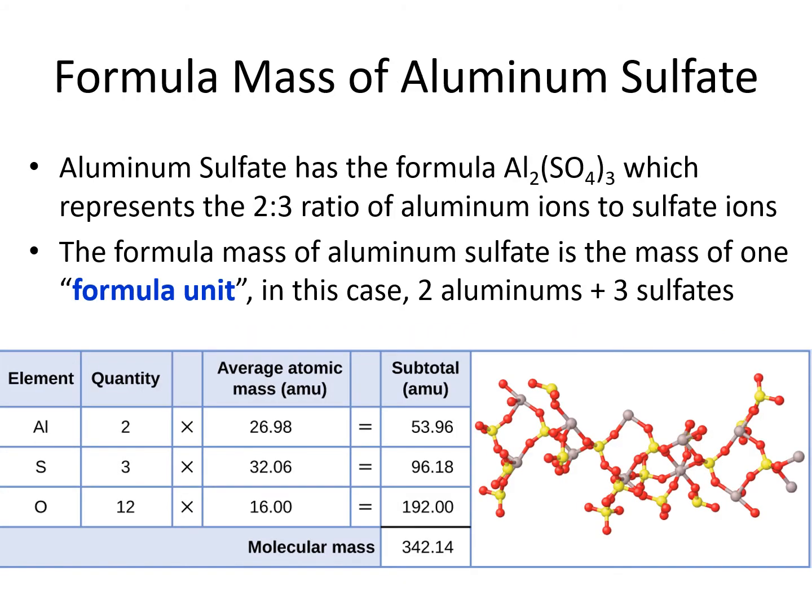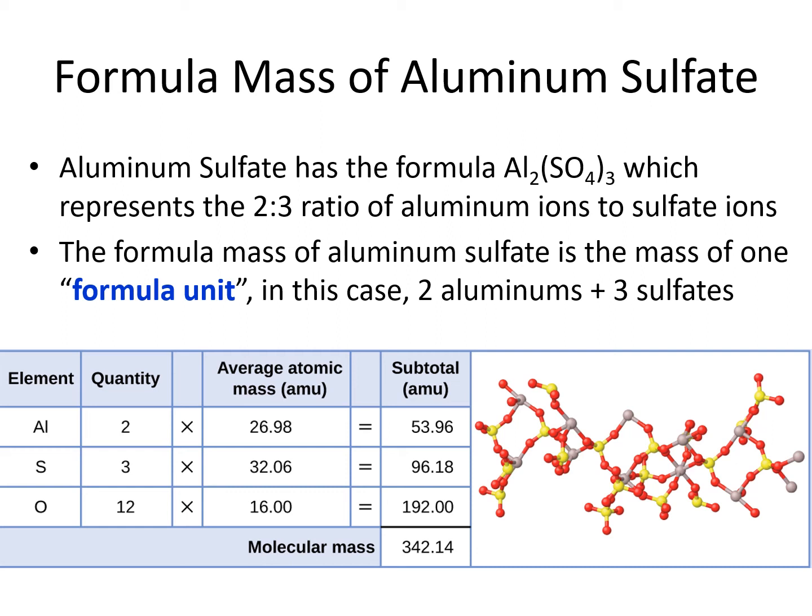We can also find a mass of an ionic compound such as aluminum sulfate. Aluminum sulfate has the formula Al2(SO4)3. So this formula tells us that there are 2 aluminum ions for every 3 sulfate ions. 1 formula unit of aluminum sulfate will contain 2 aluminums and 3 sulfates. But remember that ionic compounds are 3-dimensional arrays of ions. There would be many more than just 2 aluminum ions and many more than just 3 sulfate ions in a sample. We still go about the calculation in the same way.